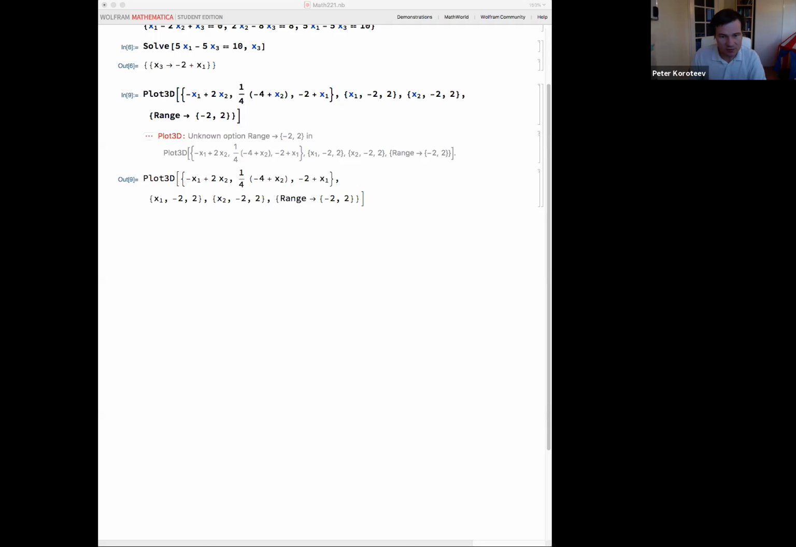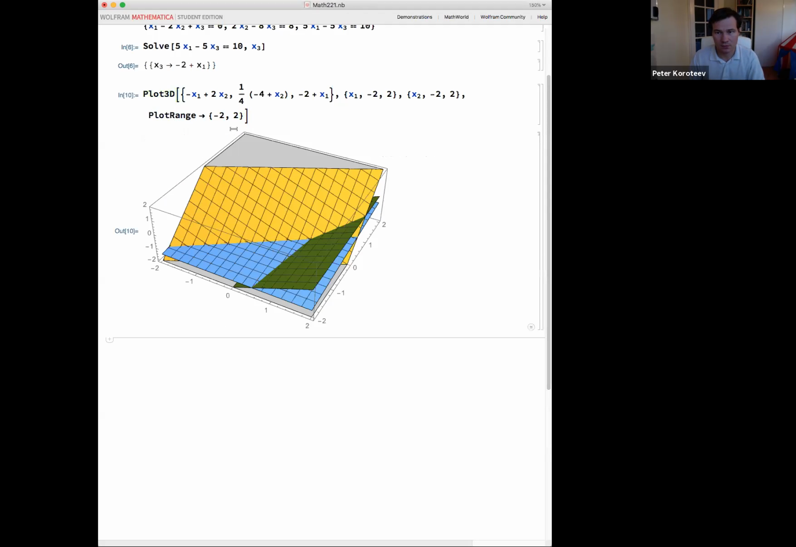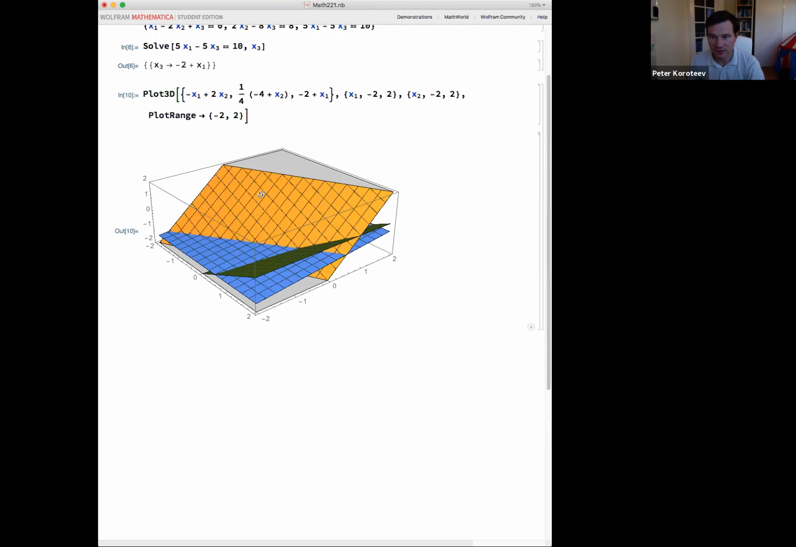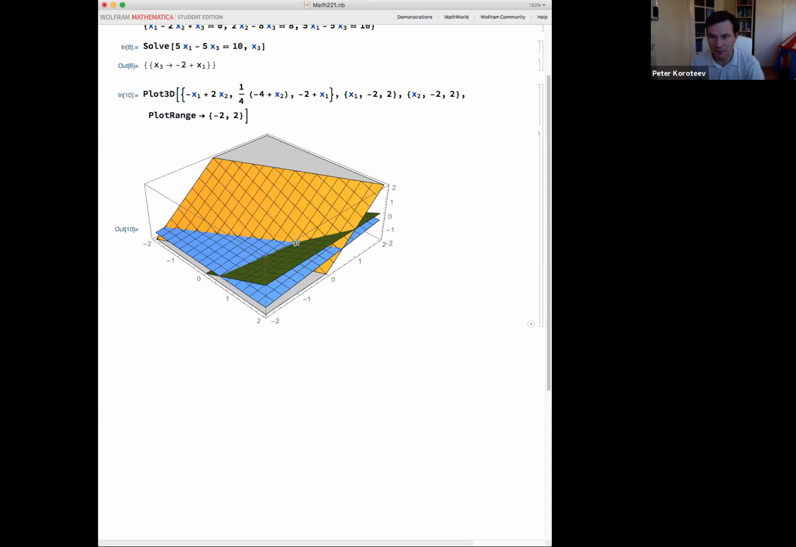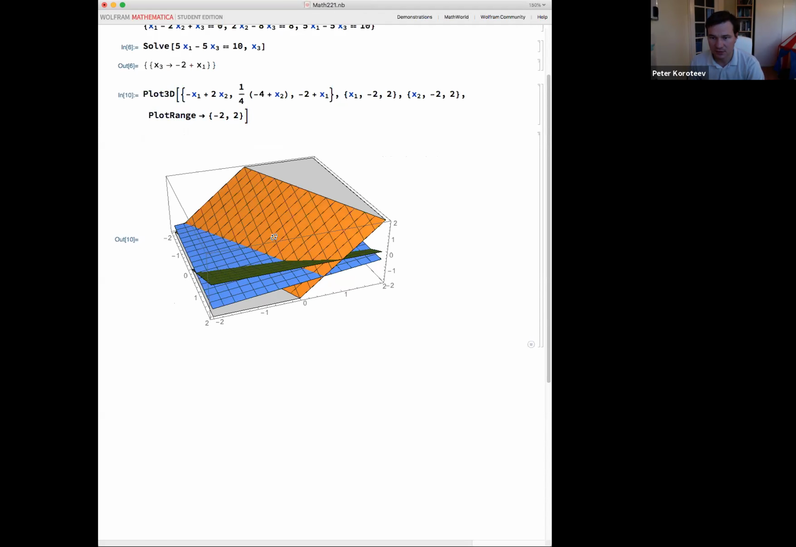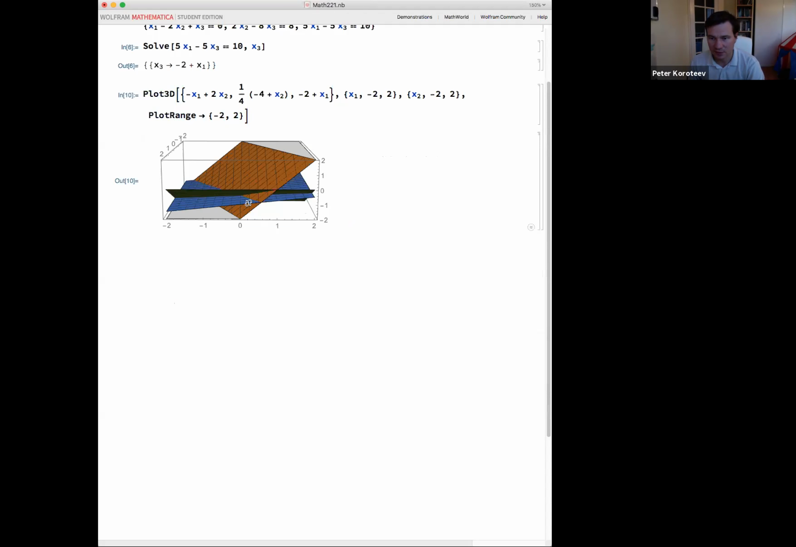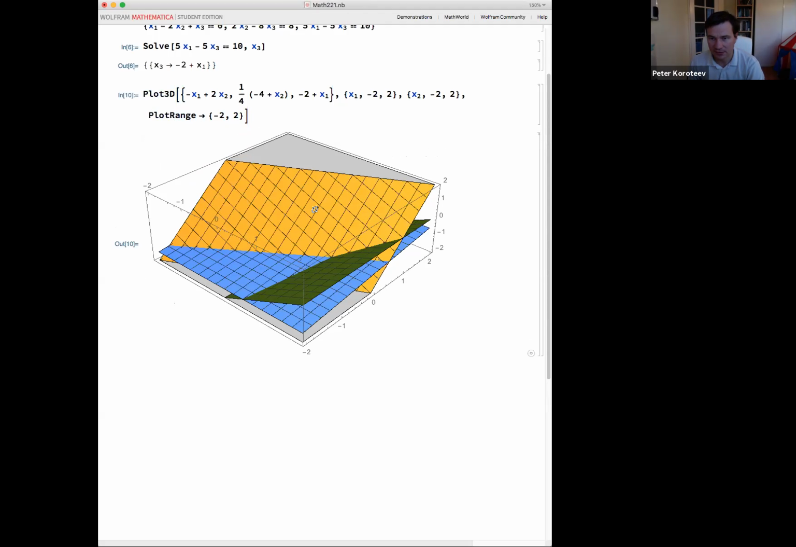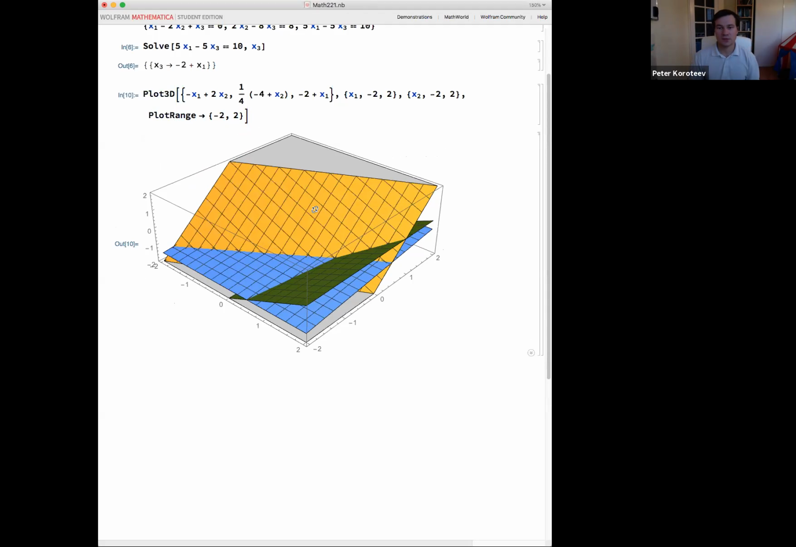Plot range. Yes, it's plot range. Yep, there you go. So yeah, indeed. So you see that there's a point here where all three planes intersect, which is located at 1, 0, and -1 in the z-axis in the x3. So here, all three planes intersect at one point, which is something that doesn't happen very often, and that provides you the uniqueness of the solution.